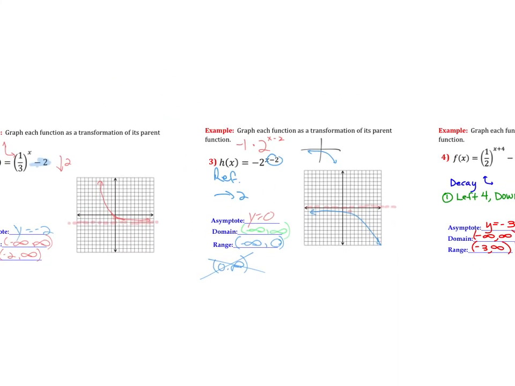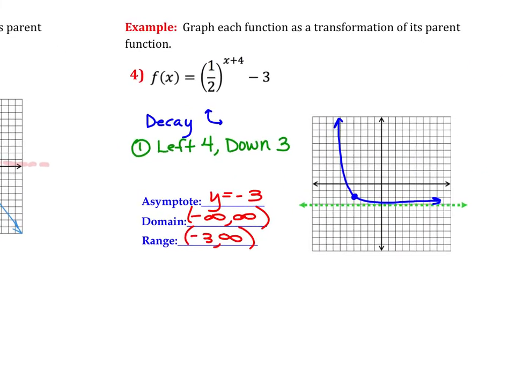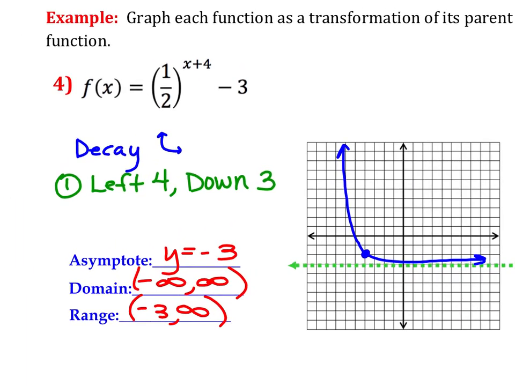All right. So now just a few examples for you. If we have 1/2, that would be a decay function. It got moved left 4, down 3. So it normally started off as a y-intercept of 1, but it goes left 4, down 3. In moving down, the asymptote, which was normally on the axis, comes along with it. So the asymptote goes left 4, down 3 as well.